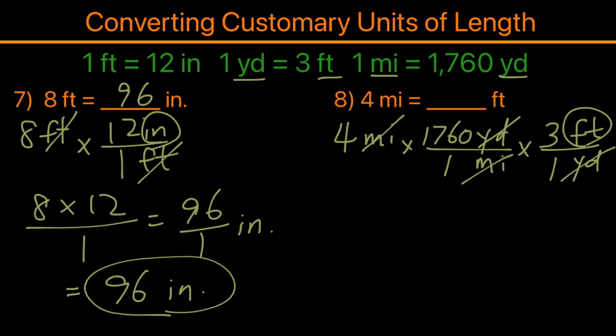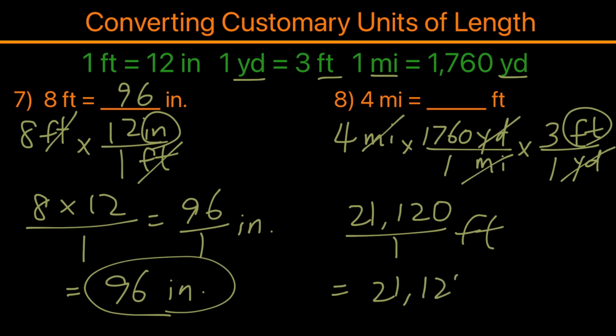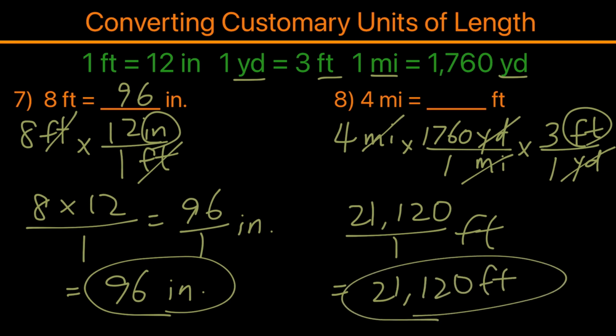And last step will be multiplication. So we're going to times 4 by 1760 and times by 3. And by inputting that in the calculator, we will get 21,120 over 1, and this is in feet. And that becomes 21,120 feet. And that's the answer.